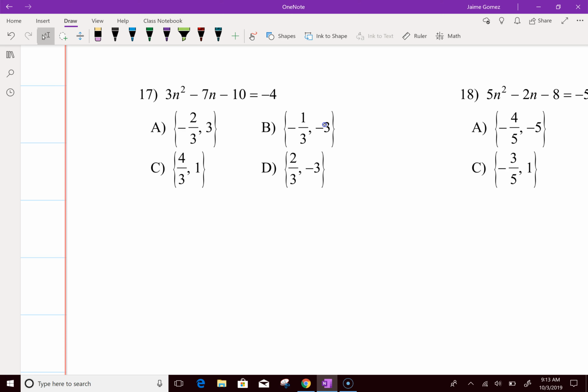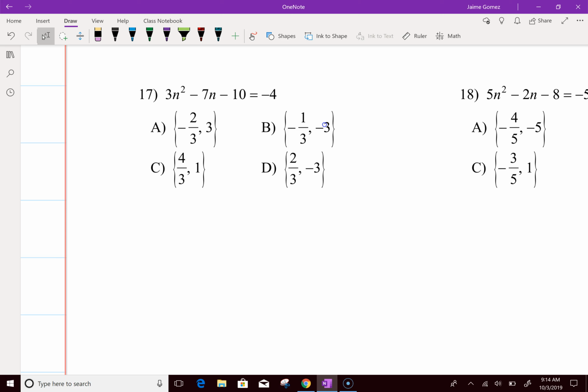Number 17 on the test is 3v squared minus 8v minus 14 is equal to 2. Number 18 on the test is 2r squared minus 3r minus 8 equals negative 3. Number 19 on the test is b squared minus 3b minus 3 equals 0. Number 20 on the test is r squared minus 2r minus 2 equals 0.